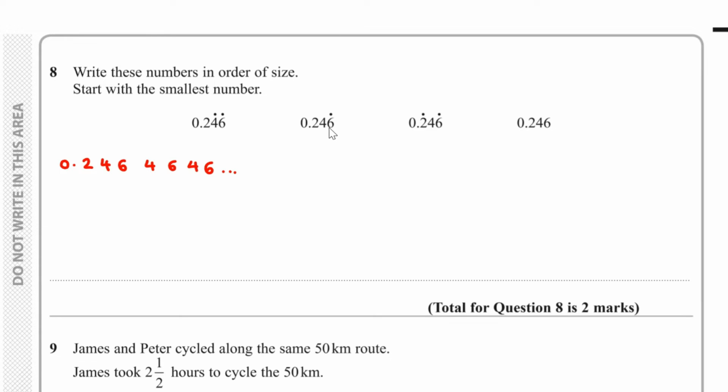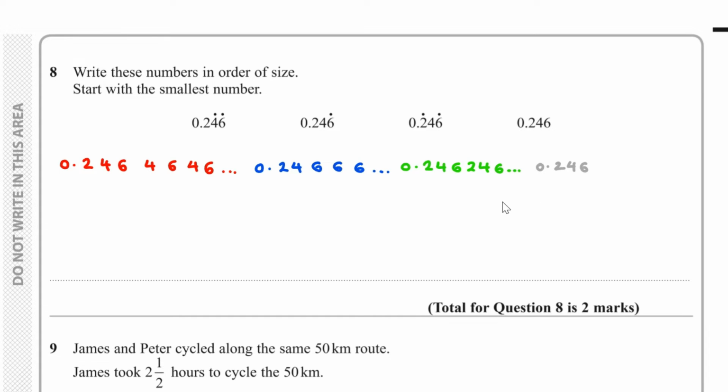Here we've got 0.246, where the 6 here is repeating. So we've got 0.246, 6, 6, etc. Here we've got 0.246, where the 2 and the 6 are repeating. So here we've got 0.246, 246, etc. And here we've got 0.246.